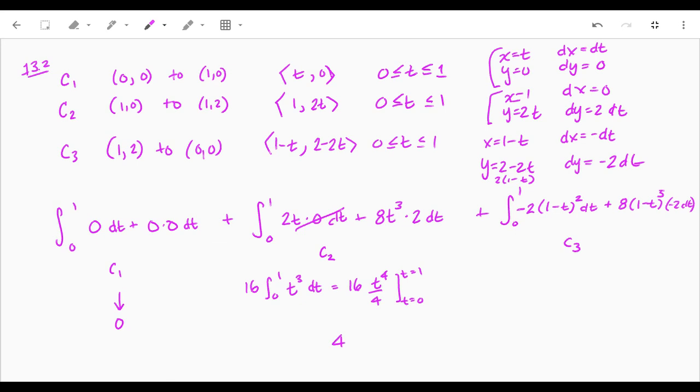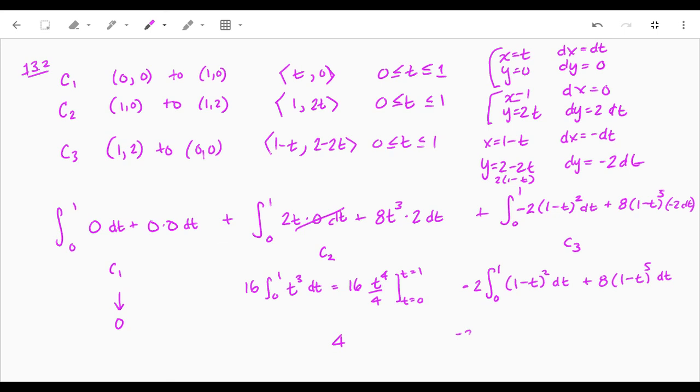And then when I do C3 here, I've got a little bit more going on. I'm going to do the integral from 0 to 1 of, I'm going to take that negative 2 out of everything, (1 minus t) squared dt plus 8 (1 minus t) to the 5th dt. So when I integrate, I'm going to do it as a u sub, making sure that dt would be negative du.